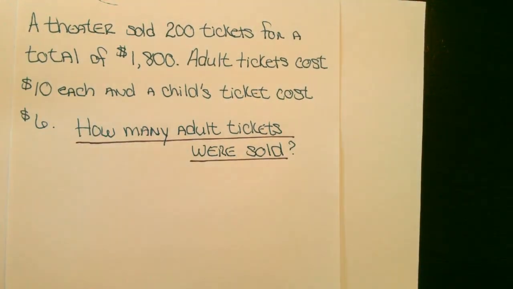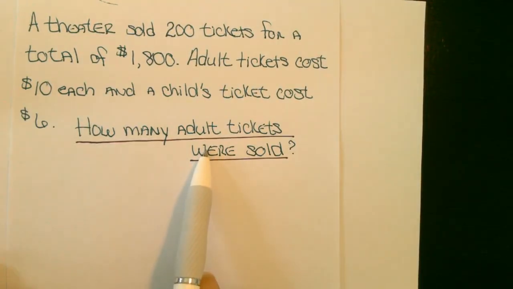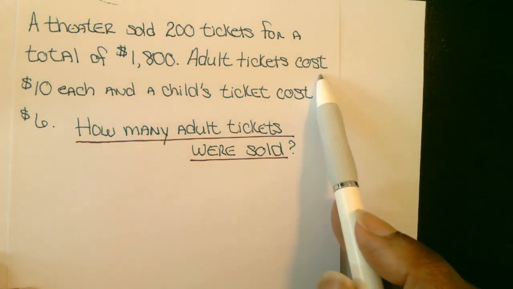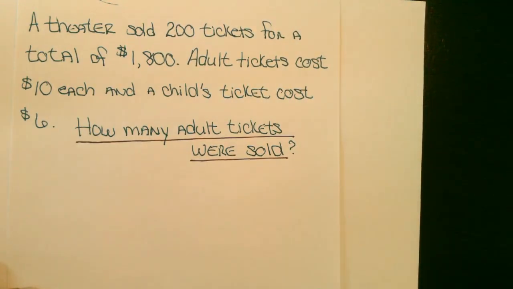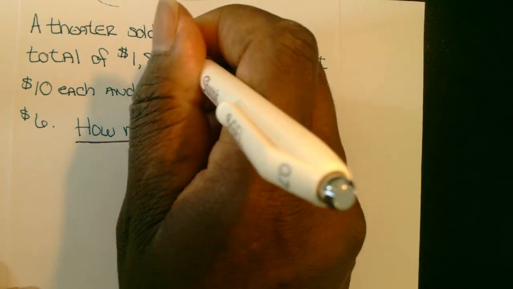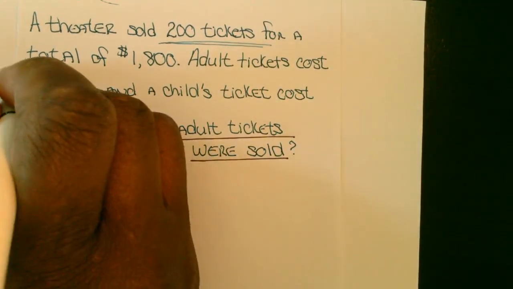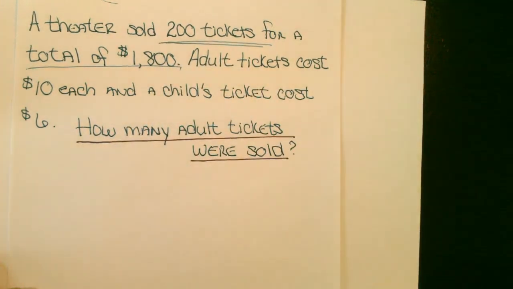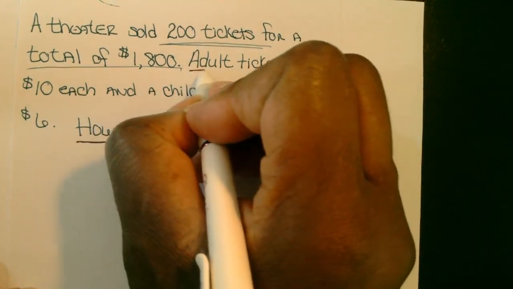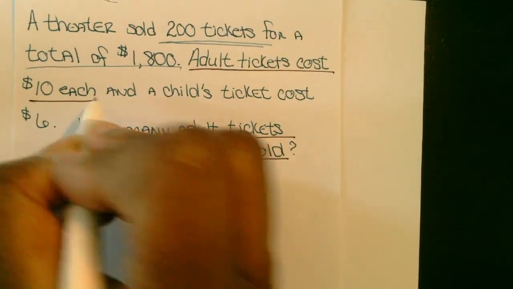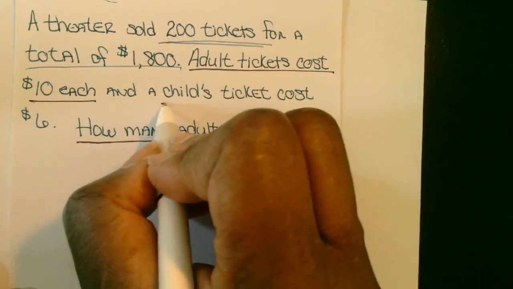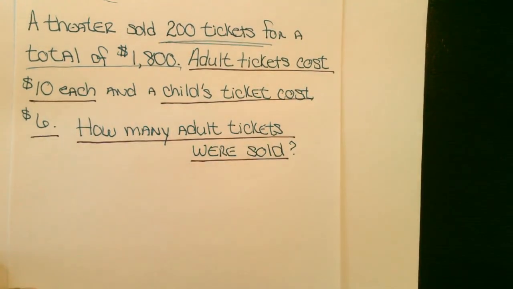Alright? So, in order for us to do this, we have to have 2 things we're comparing. And how can I find that out? Is when I look into the paragraph. I'm noticing a couple of things that are jumping at me. One, we got 200 tickets. And there was a total of $1,800. Now, they're saying the adult tickets cost $10. And the child's ticket cost $6.